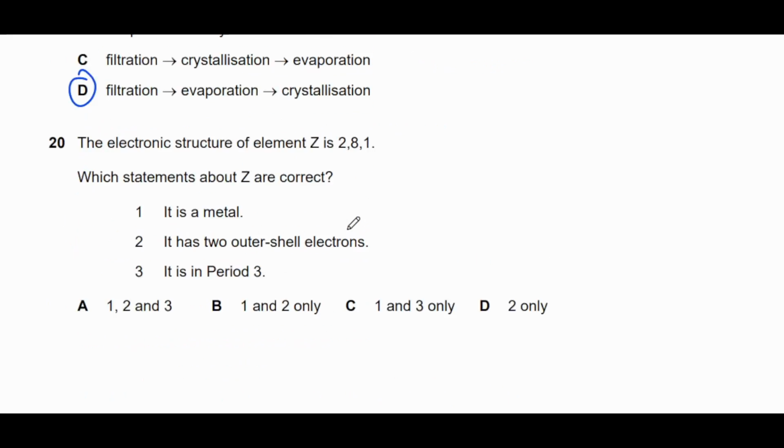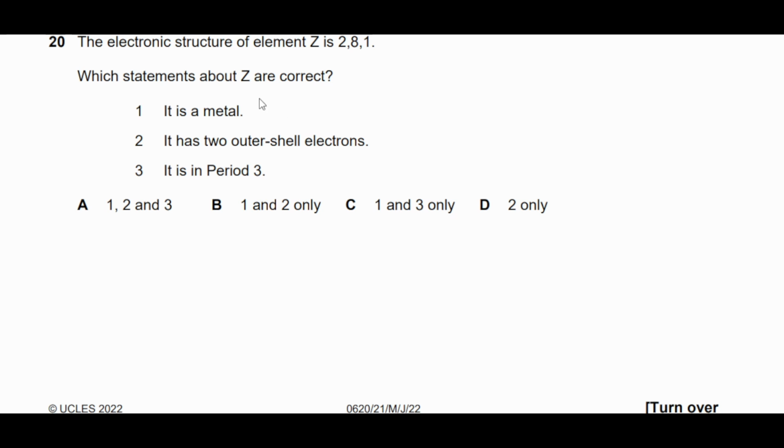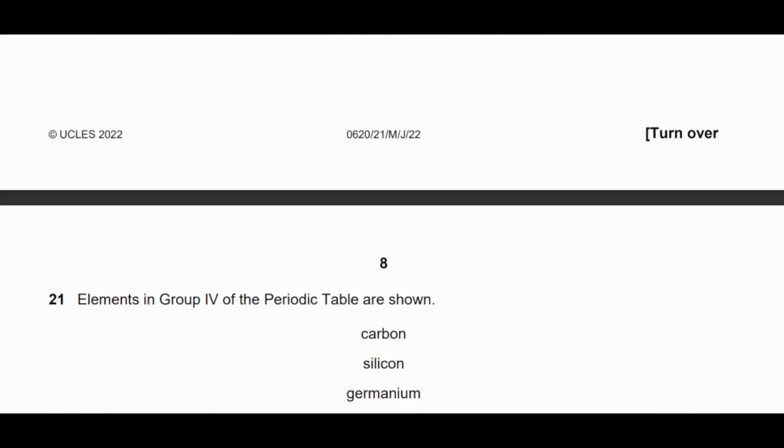Okay. Electronic structure of element Z is 2,8,1. Which statements about Z are correct? It's a metal, it has 2 outer electrons, it's in period 3. The electronic structure is 2,8,1, so it has 1 electron in its outer shell. This is actually sodium, if you look at the periodic table. Sodium is a metal. It's in group 1, so it's a group 1 metal, so it's correct. It has 2 outer shell electrons, that's wrong. There's 1 outer shell electron. It's in period 3, that's correct. The answer is C.